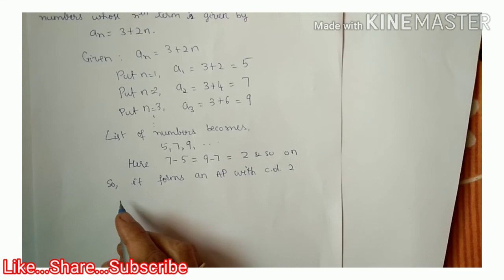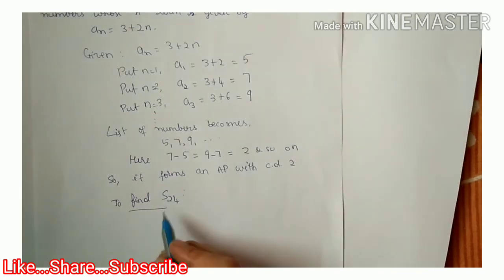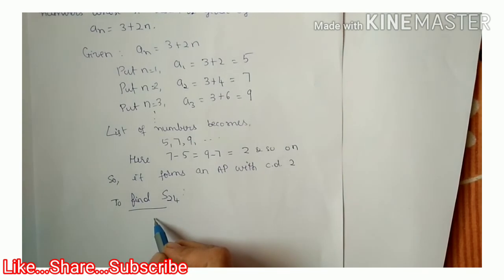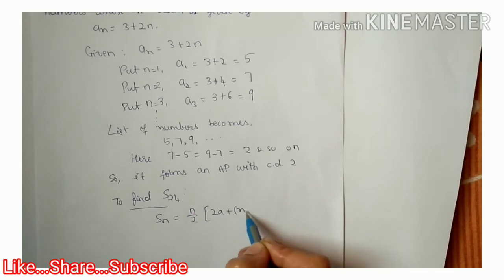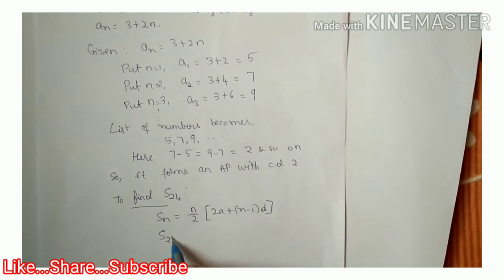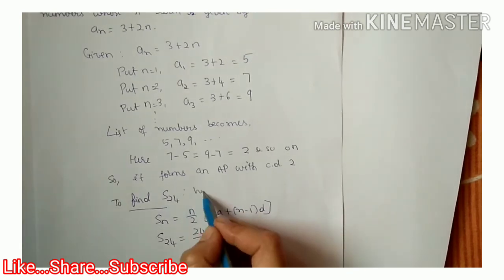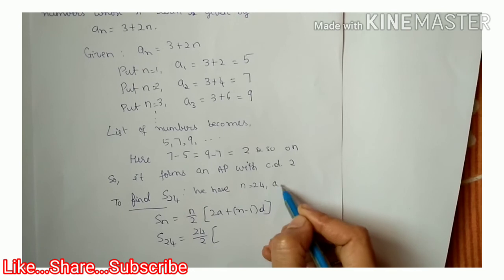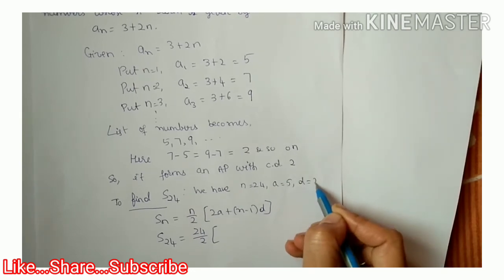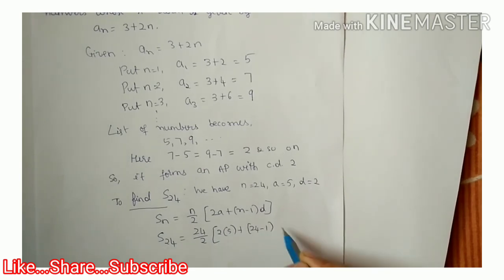the sum of the first 24 terms. To find S24, we know the sum of the first n terms, Sn is equal to n by 2 into (2a plus (n minus 1) into d). S24 is equal to 24 by 2. Here we have n is equal to 24, a is equal to 5, d is equal to 2. So 2a is 10 plus 24 minus 1, into d, 2.